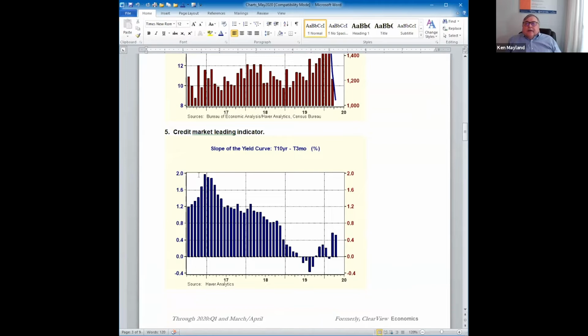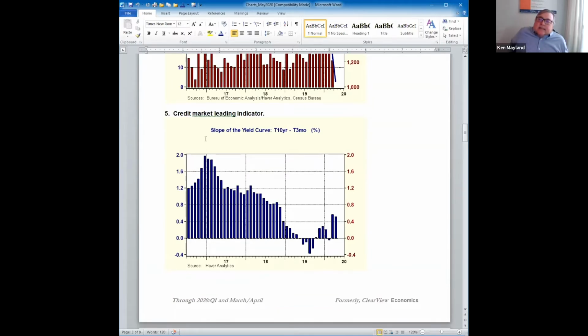Let me go on to another indicator, which I entitled the slope of the yield curve. Slope of the yield curve is, at any one point in time, the difference between a 10-year Treasury bond and a 3-month Treasury bill, the difference in those interest rates. On average, that slope is positive. And a positive yield curve is typically interpreted to be positive for the economy. So monetary policy is accommodative, a good thing for the economy.